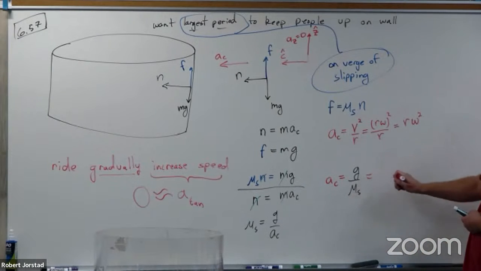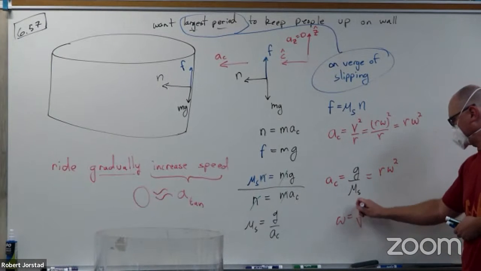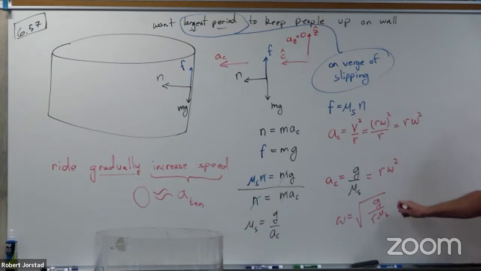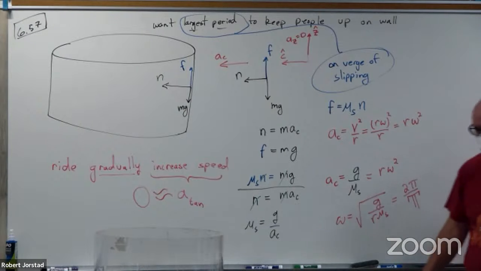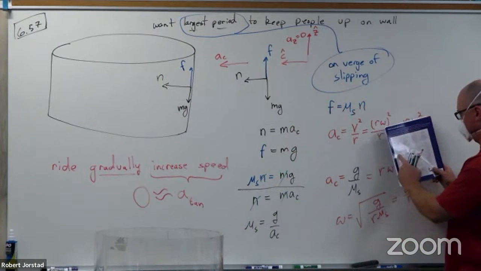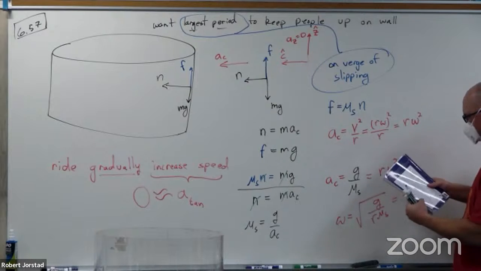we got R omega squared. Notice that omega is equal to the square root of G over R mu S. But that's 2 pi over the period. I don't know if you recall, omega is defined as 2 pi over the period. If you forget that, where could you find it on test A? Front page. Equation sheet, right? You might take a second to look back there and make sure you can find it.